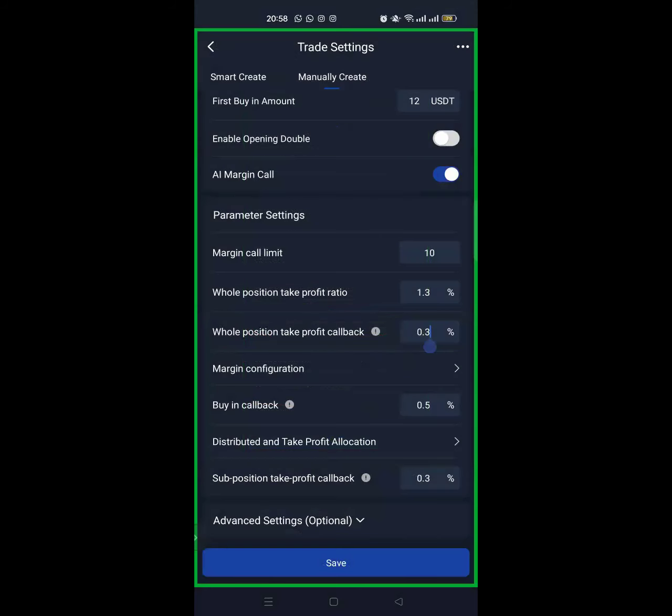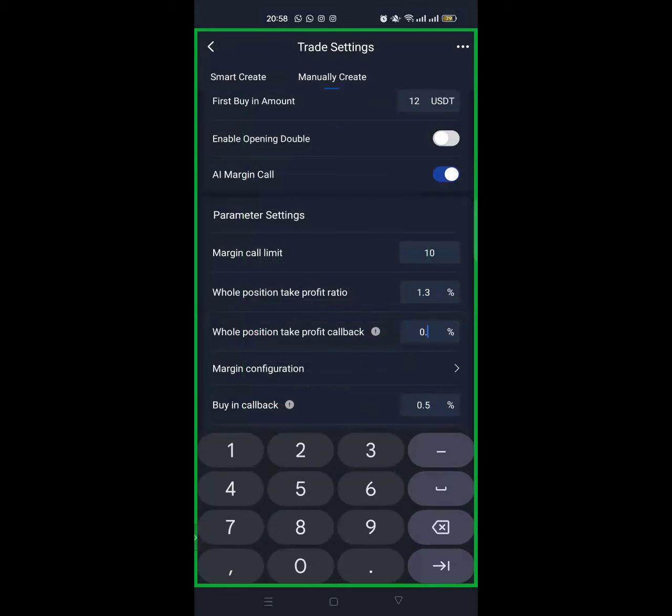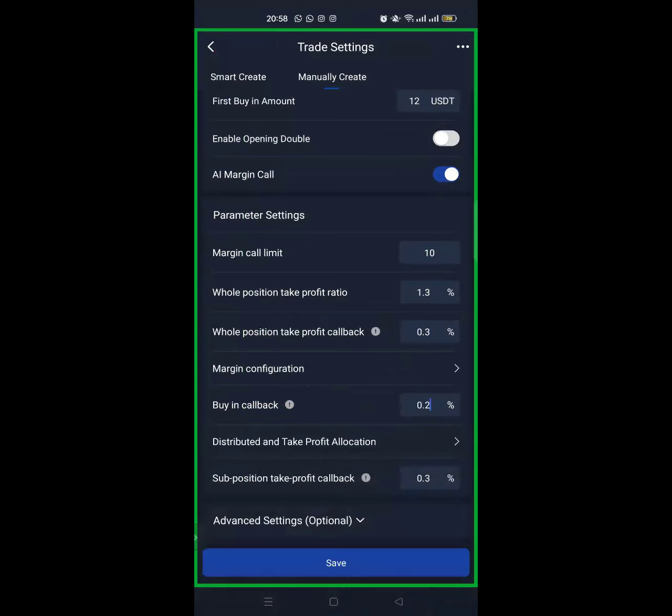So now let's say my whole position take profit, let's leave it at 0.3. Let's leave this one at 0.2. It's just an example. So I'm going to explain how whole position take profit callback works. The same way whole position take profit callback works is the same way sub position take profit callback works. So I'm just going to be explaining whole position take profit callback. Then you have to use that explanation to understand what sub position take profit callback is.